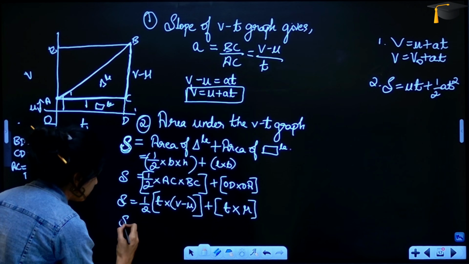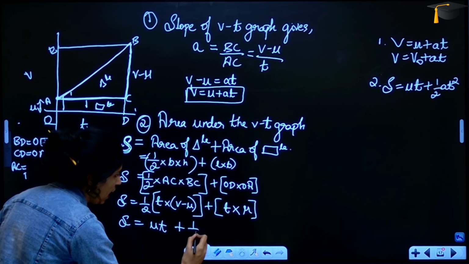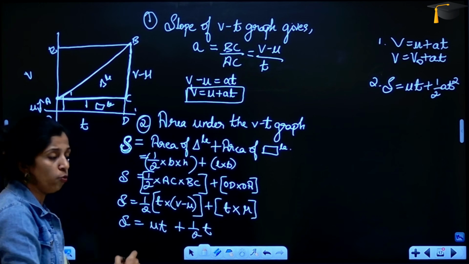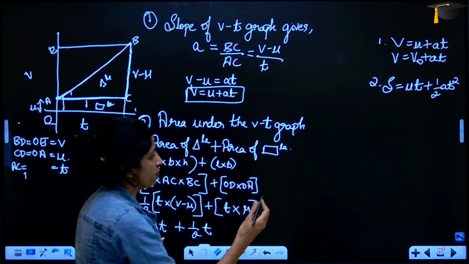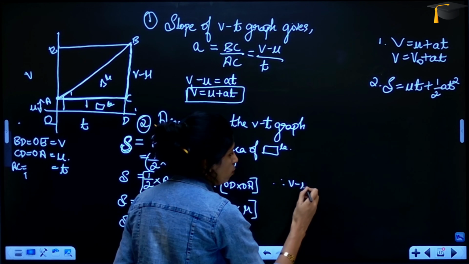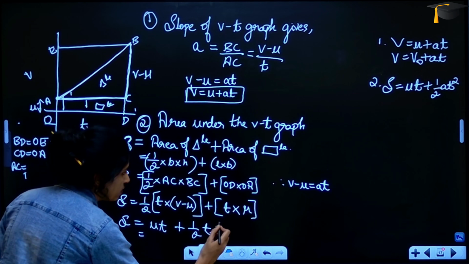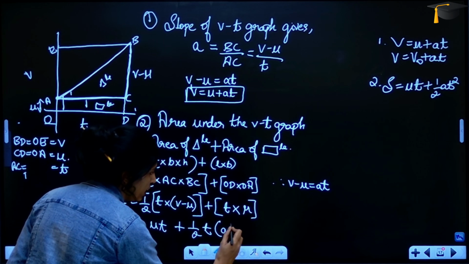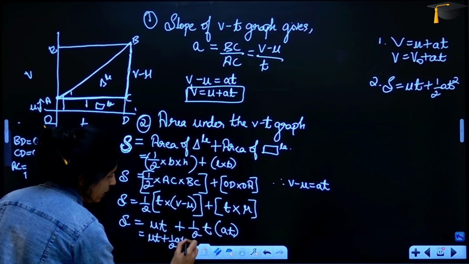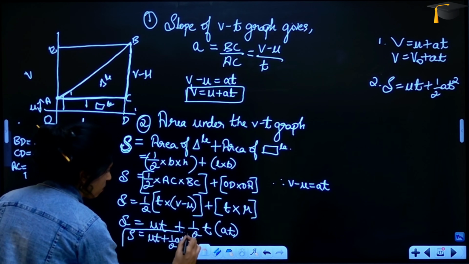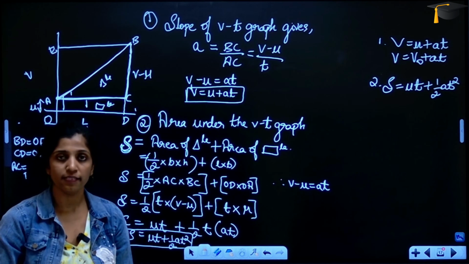So we got S is equal to, we got U into T directly right here, UT plus half T. But V minus U we have. What is V minus U? We have already found V minus U is AT. Since V minus U equals AT, you can substitute over here as ut plus half of (V minus u) as a into t. Finally, we are getting s equals ut plus half a t square. That's it. Okay, so this is the second derivation, that is s equals ut plus half a t square.